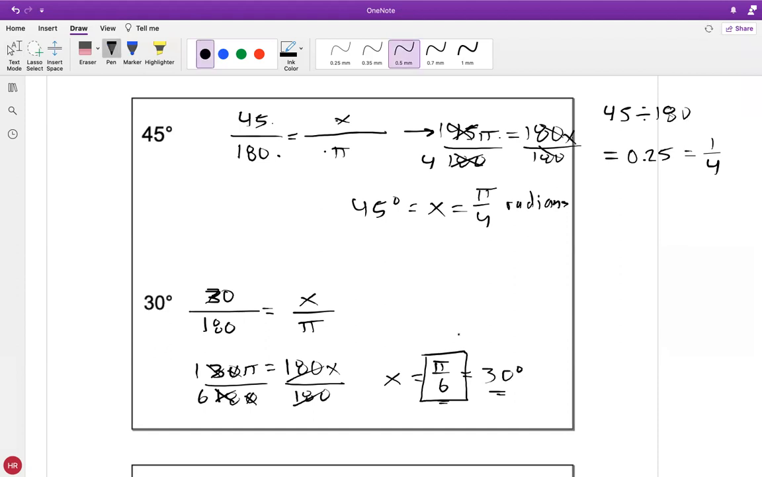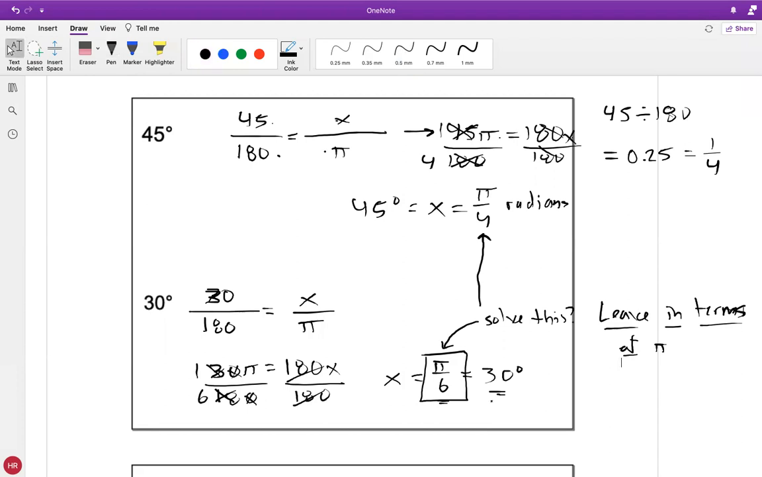Now some people will ask me the question like, should I solve this? And by that, what you mean is, should I put this into my calculator and get a decimal? And the answer is no, just leave it like this. Just leave these answers in terms of pi. These answers I'm going to want in terms of pi.